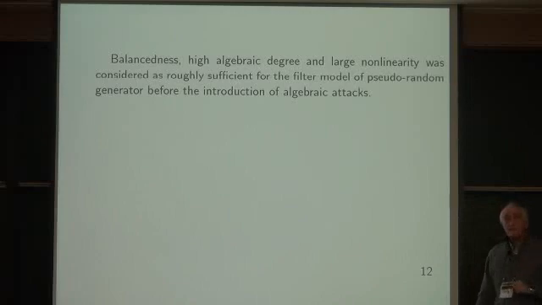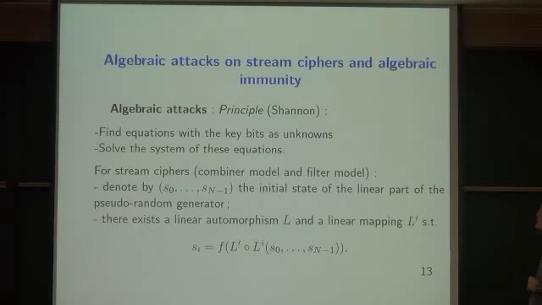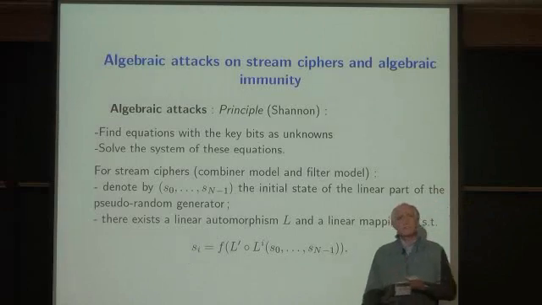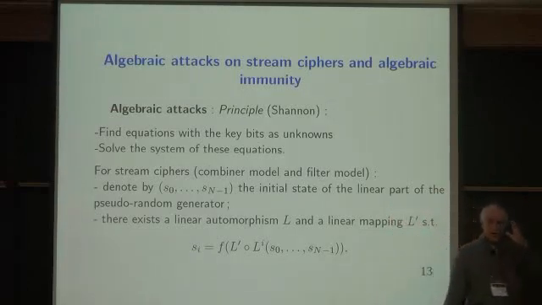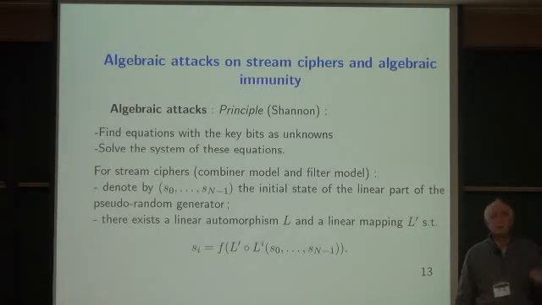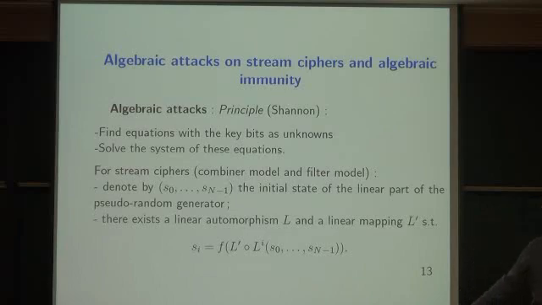And things changed in 2003. In 2003 came algebraic attacks. The idea of algebraic attacks was old. It was already mentioned in Shannon's paper on crypto, so it can hardly be older.